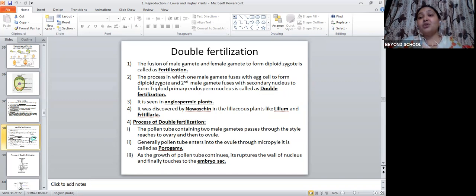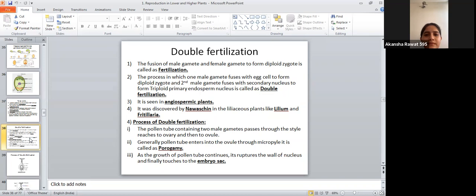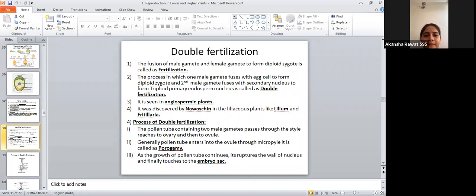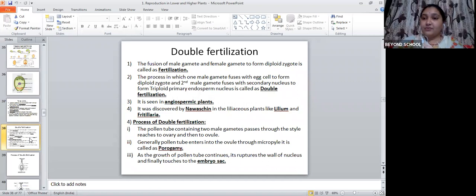They have to reach the ovary, and from the ovary they have to reach towards the ovule, that is our embryo sac, right? Now, everybody knows, whenever the pollen tube enters into the ovule through the micropyle region, it is called porogamy. And as the growth of the pollen tube continues, what happens?